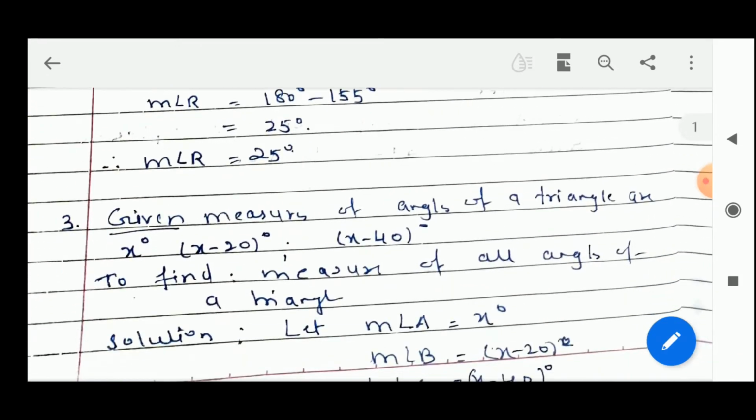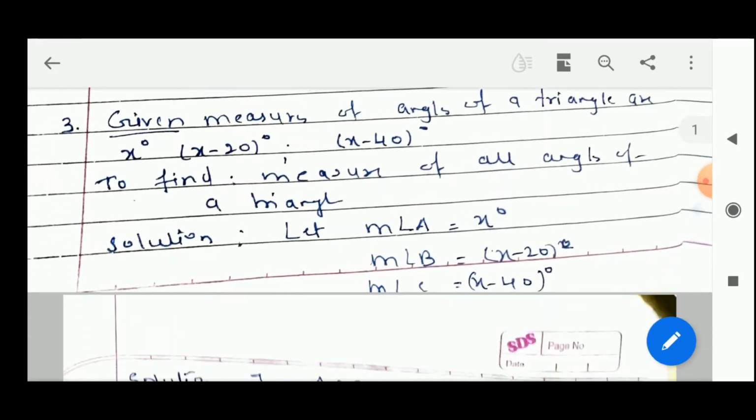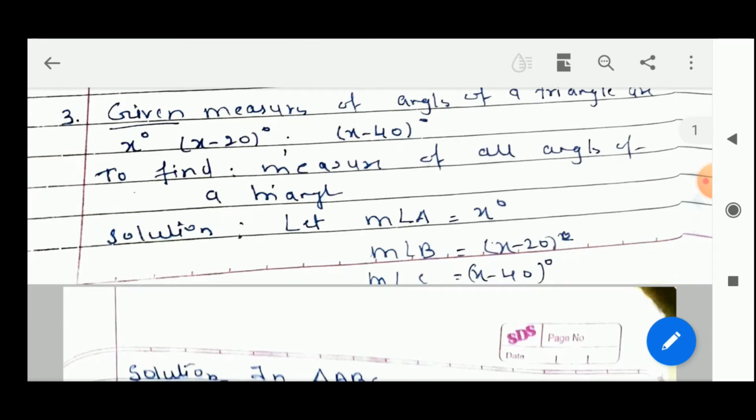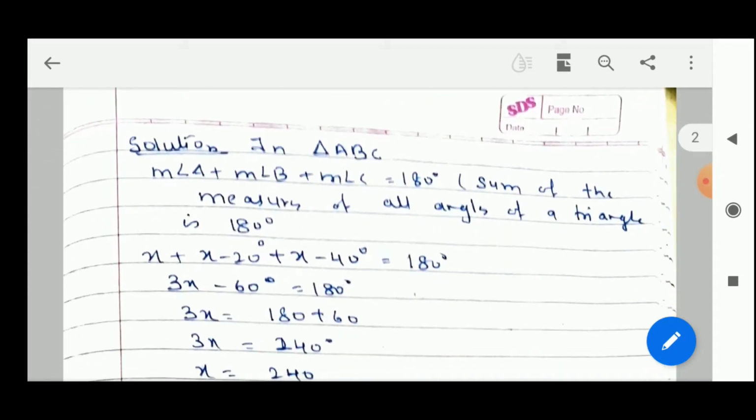Now third one, given the measures of the angles are x minus 20 degrees and x minus 40 degrees. Find the measures of all the angles of a triangle. Now we know that the measure of angle A is x, the measure of angle B is x minus 20, and the measure of angle C is x minus 40 degrees. Now in triangle ABC, the measure of angle A plus angle B plus angle C is equal to 180 degrees.